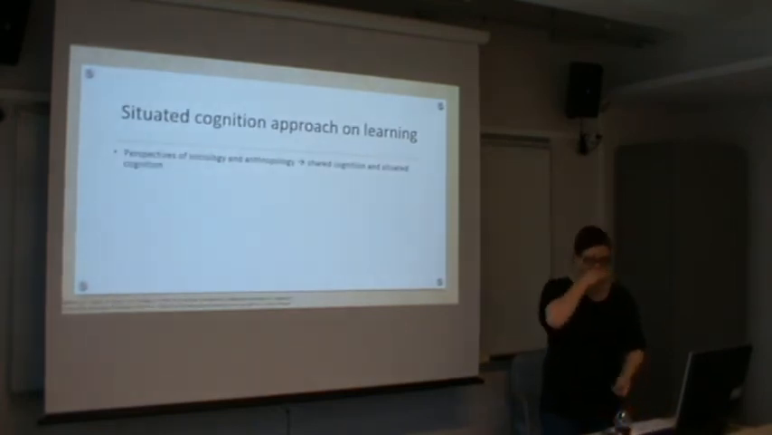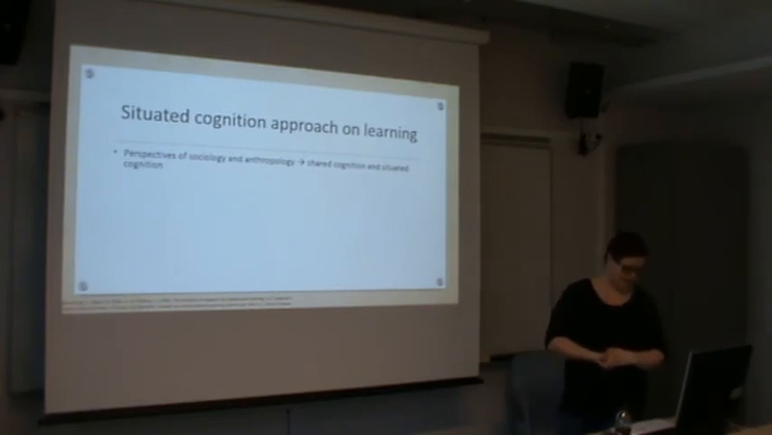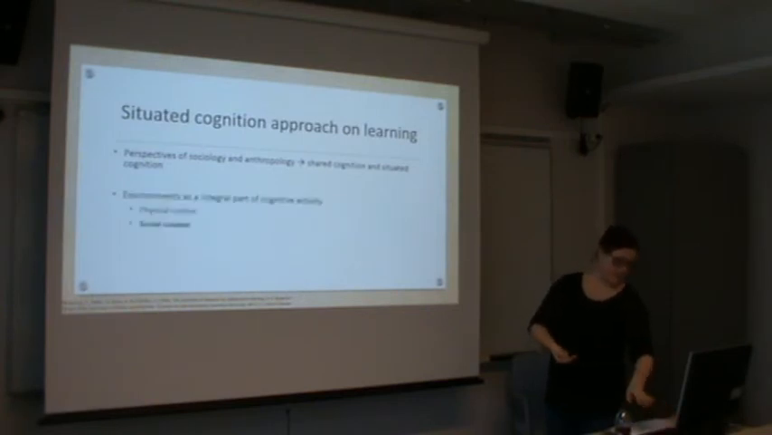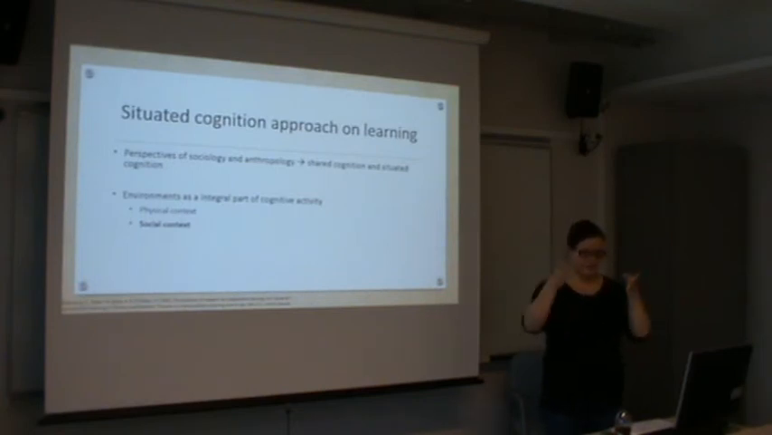And then the third approach to learning is the situated cognition approach. It has its origins in sociology and anthropology. The words used for this approach are situated action and situated cognition, so they are the main terms. And in this, the focus is in different parts yet again. It's not on the individual, it's not on the interaction, but on the larger scale of the whole social system.